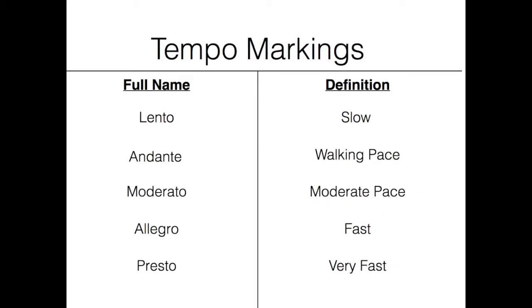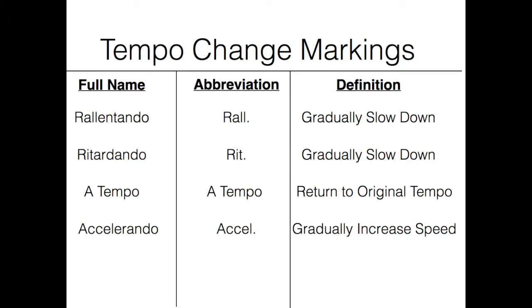Here are a couple of basic tempo markings you will come across on a lead sheet, in order from slowest to fastest. First, we have lento, which means slow. Andante, at a walking pace. Moderato, at a moderate pace. Allegro, fast. Presto, very fast.